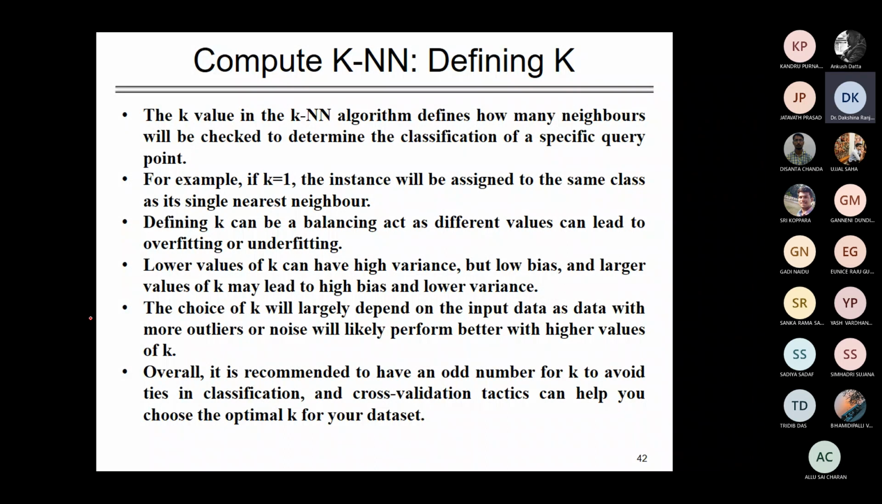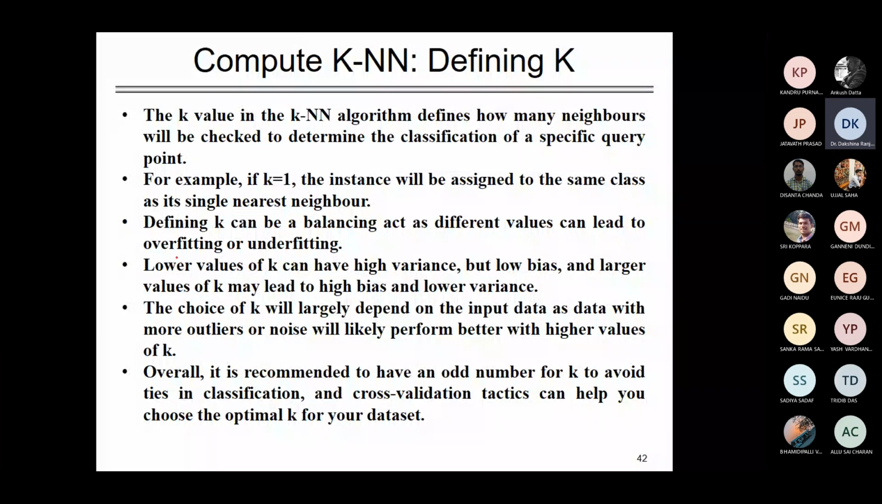The choice of k will depend on the input data, as data with more outliers or noise will likely perform better with higher values of k. Okay, so we have to choose the k value carefully, so that it will not create any problem like overfitting or underfitting. We have to balance the k value, so that the overfitting or underfitting problem, whatever the problem is arising, should be minimized. Okay, so we will get the minimal effect of these two issues.